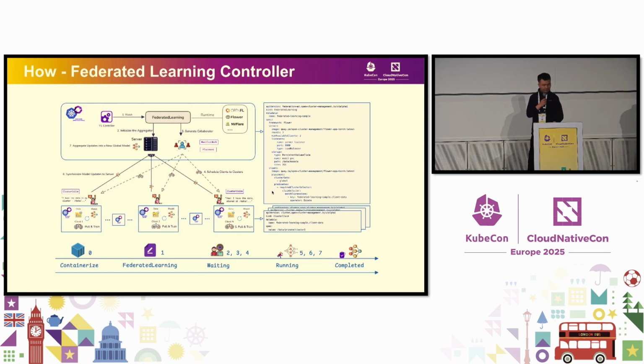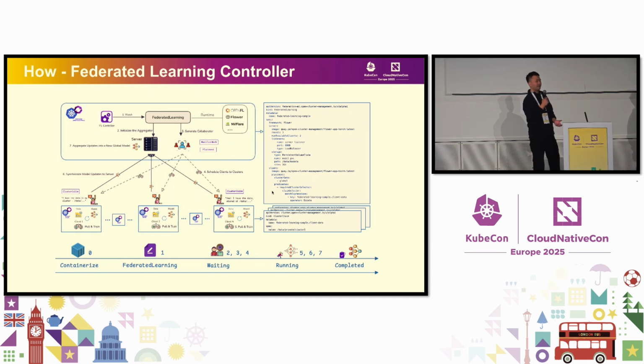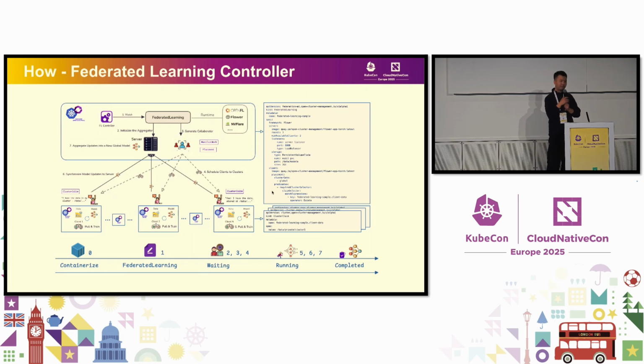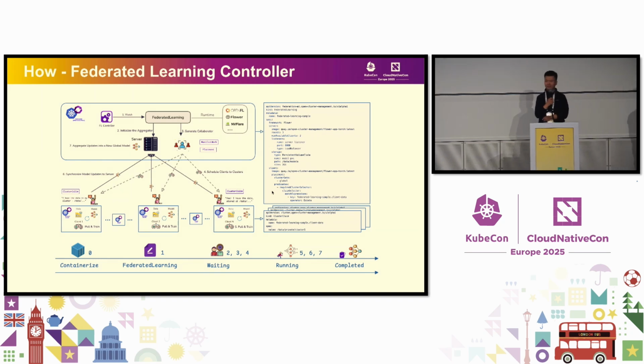And once all the clients and the server are ready, the status changes to running while the federated learning workflow kicks off. The clients pull the model from the server, train locally on their private data, and push those updates back to the server. And at last, the server aggregates those model updates to build a better global model. After several rounds, once the model converges, the status changes to complete. Now you have your trained model, with data privacy preserved end-to-end.